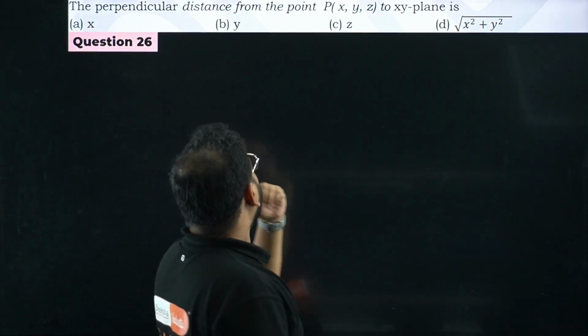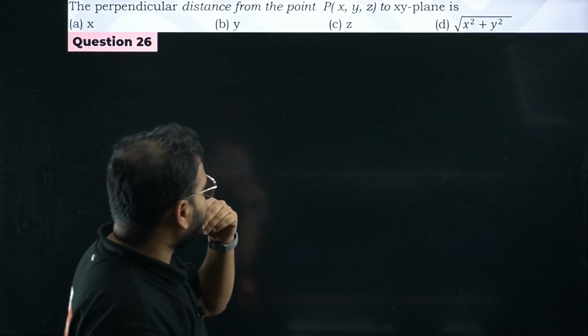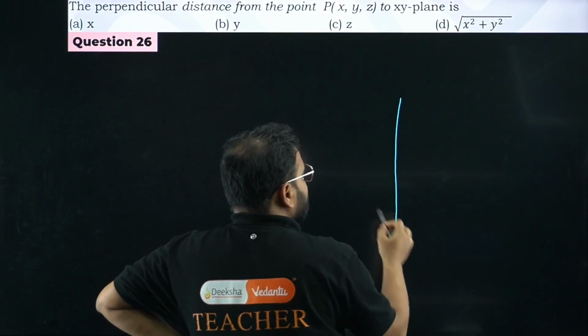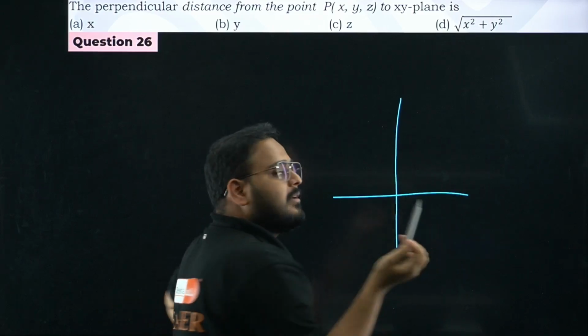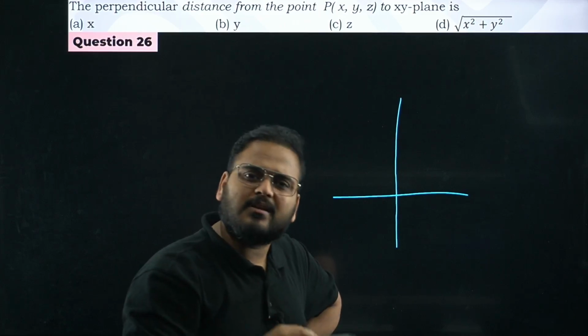Question 26 now. Distance from the point P(x, y, z) to the XY plane. You can see this kind of question is repetitive. A similar question has been asked in a model question paper also. So very, very important. Simple but important.